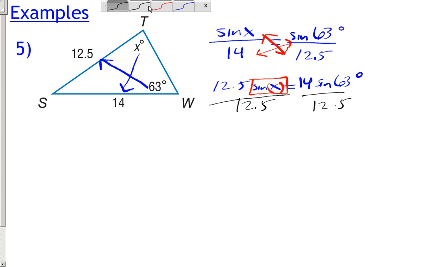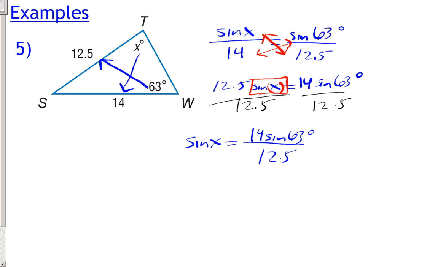Okay, so after you divide all this, we're still not going to punch anything in the calculator yet. You get sine x equals 14 sine 63 degrees all over 12.5. And then to get the x by itself, don't forget inverse sine. So x would equal inverse sine of all this, so 14 sine 63 degrees over 12.5.